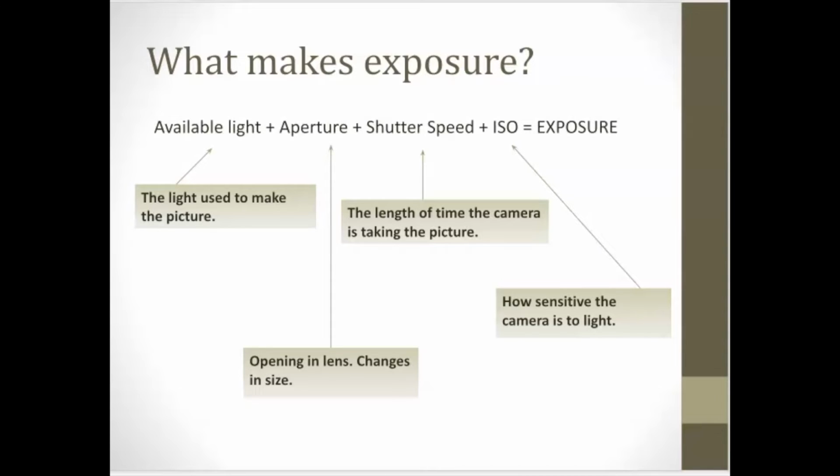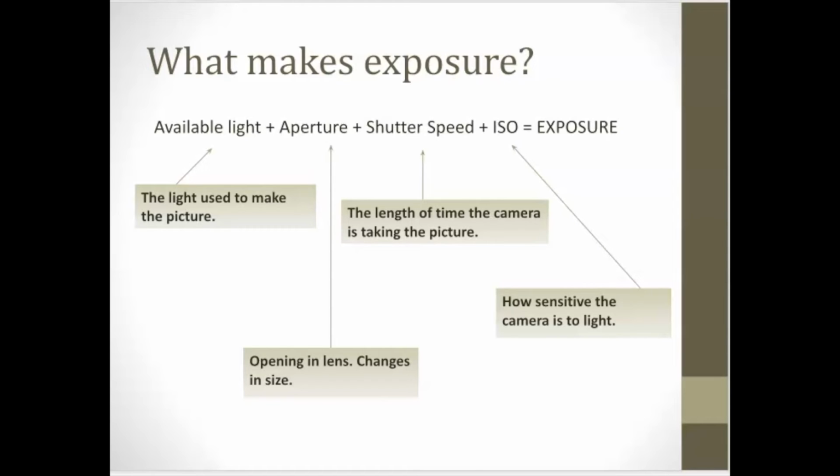So the first thing you're always going to deal with is available light. That's the amount of light that you have to work with to make the picture happen. Whether you're inside with a low amount of light or outside with a large amount of light, that's going to be the first thing that you base everything else off of. Next is aperture. Aperture is the size of the opening inside the lens that's going to let more or less light in. It also affects something called depth of field.